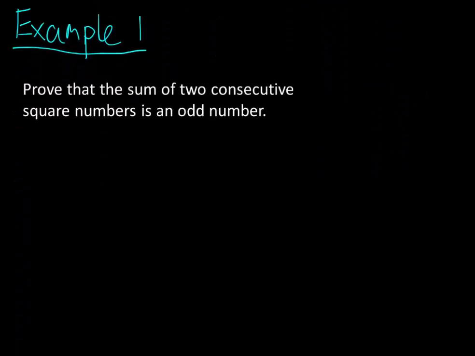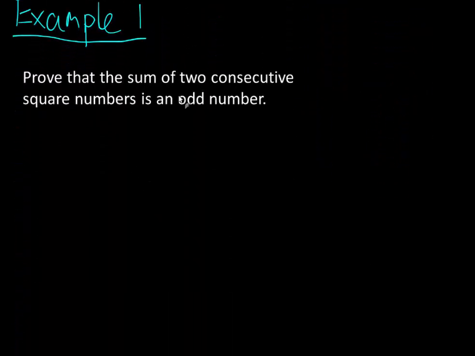So, first example. Prove that the sum of 2 consecutive square numbers is an odd number. Again, we've got this idea of consecutive numbers, squaring them, and at the end coming out with an odd number. So let's think, how do I get 2 consecutive numbers? That's n for one number, and then the next number along is n plus 1.